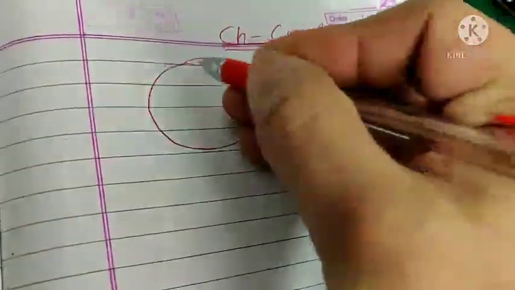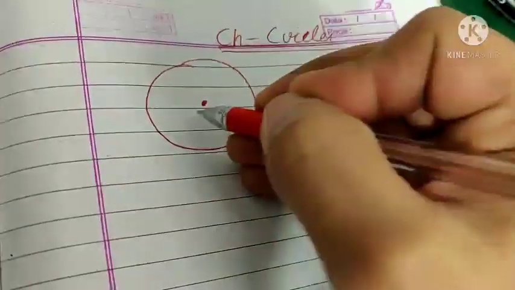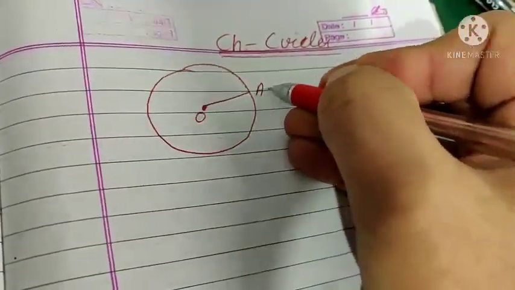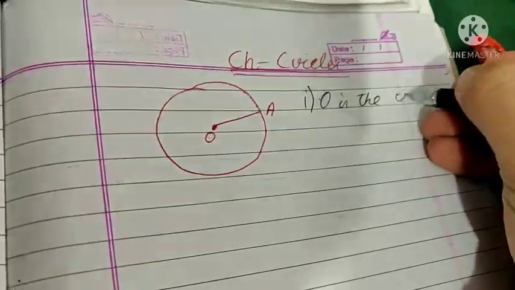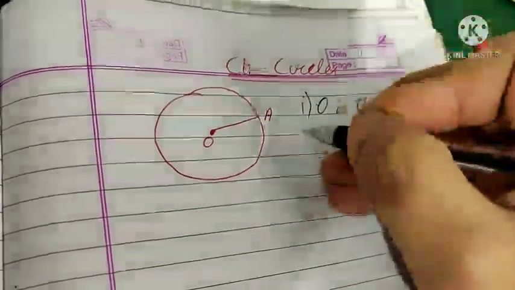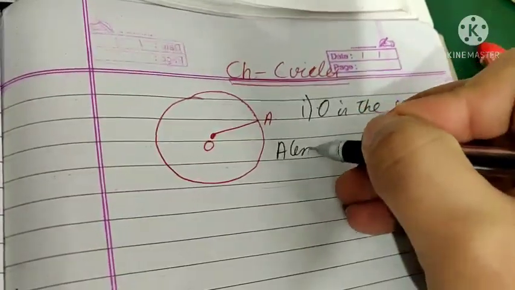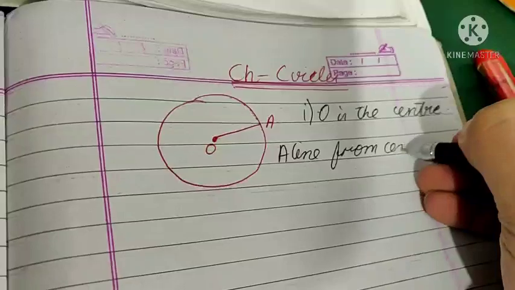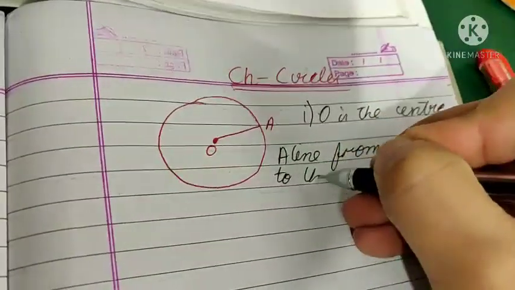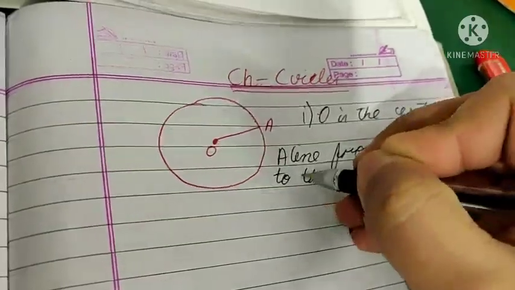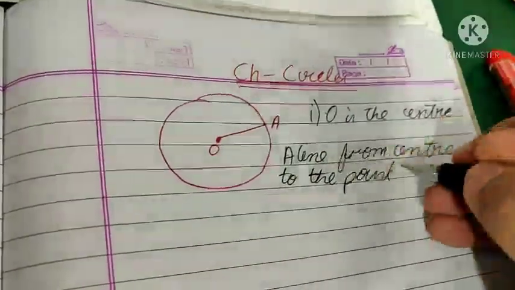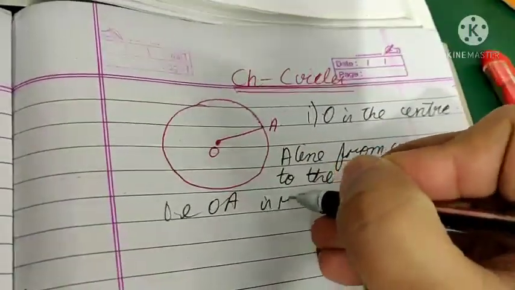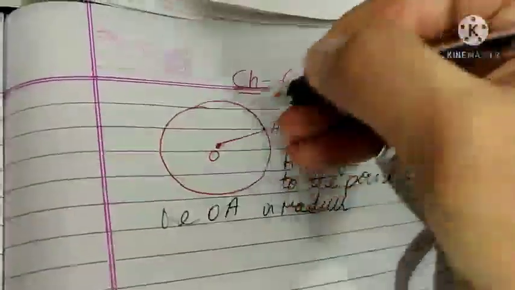Like this is a circle. This is the center of the circle, O. This is point A. Here O is the center, and a line from the center to the point on a circle, that is, from the center to the point on the boundary of the circle, this OA, is the radius. Okay, this OA is radius.